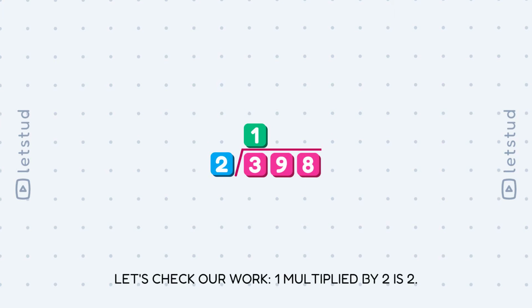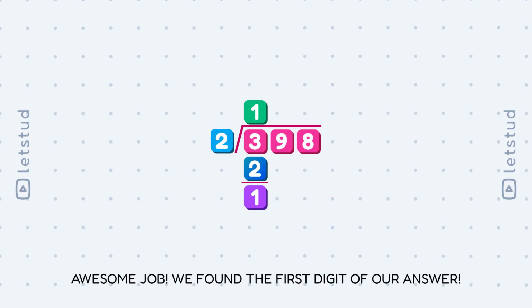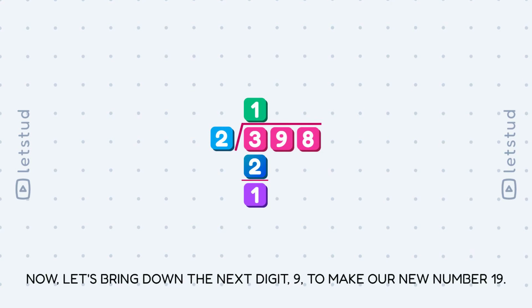Let's check our work. 1 multiplied by 2 is 2. Now we subtract. 3 minus 2 equals 1. This is our remainder for this step. Awesome job, we found the first digit of our answer. Now let's bring down the next digit, 9, to make our new number 19.